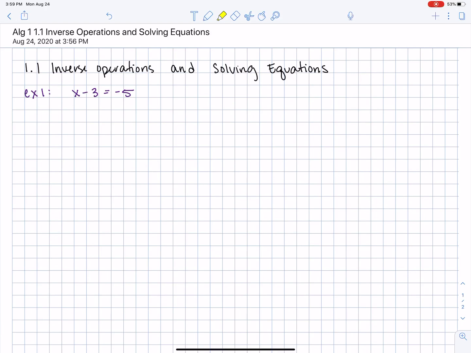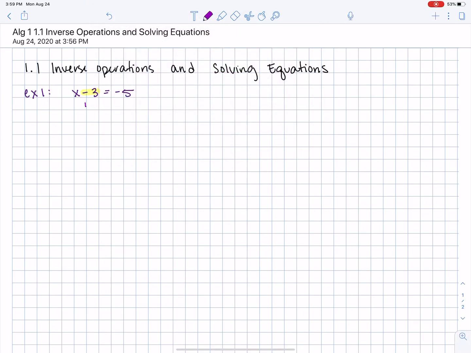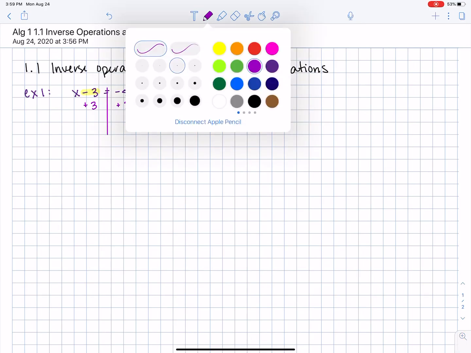So I'm going to highlight this negative 3 here. And we're going to undo that negative 3. So to undo it, we need to add 3. And if we do something to one side, we have to do it to the other side of our equation. And just so you know, we're working on this line in terms of our equations. So now we have this operation here, and we can start solving.